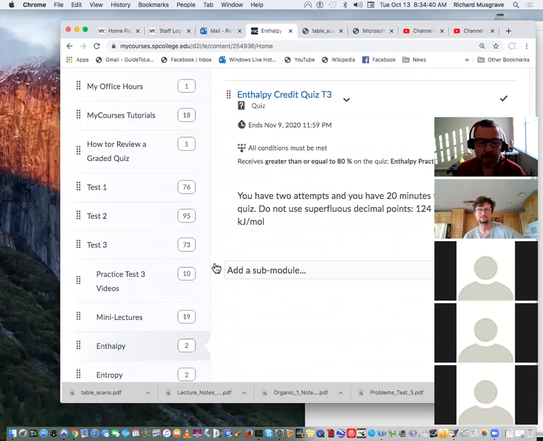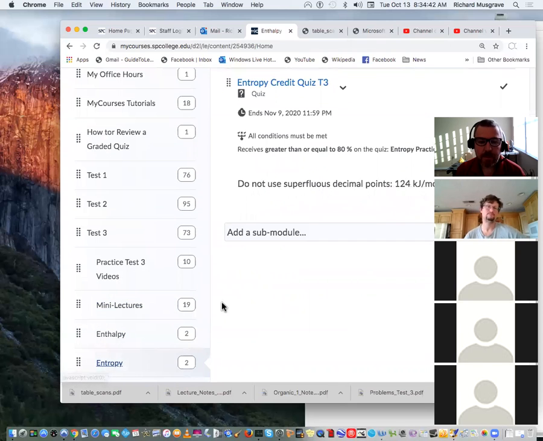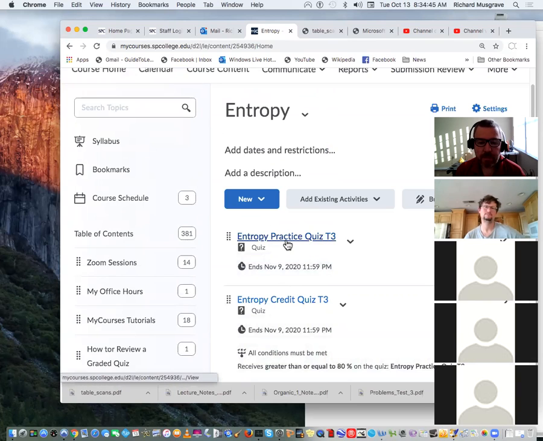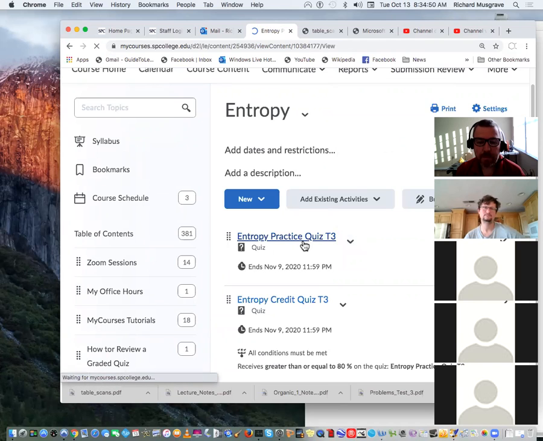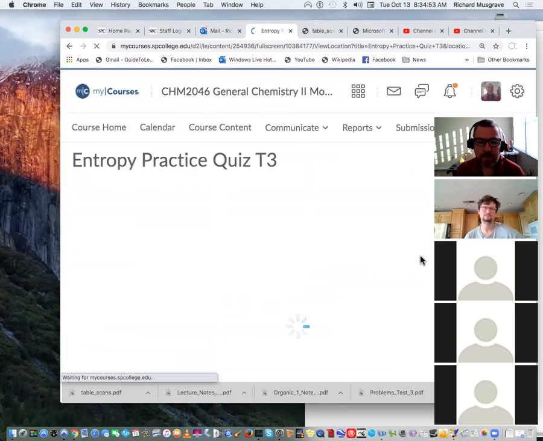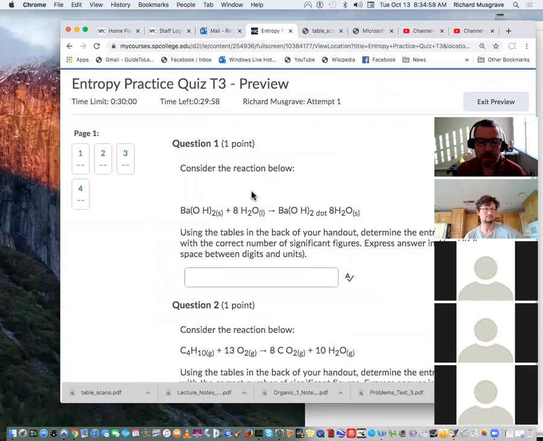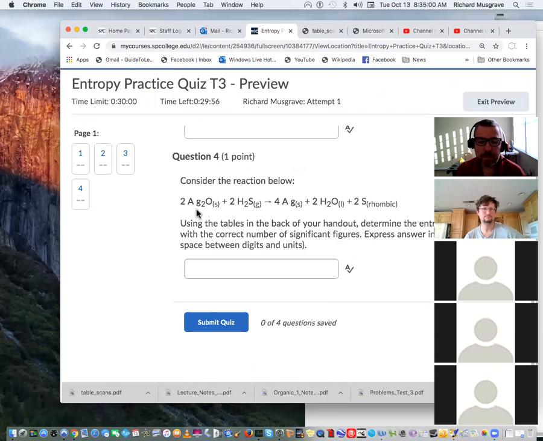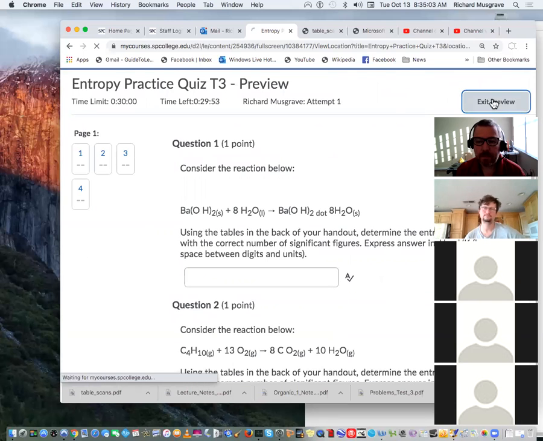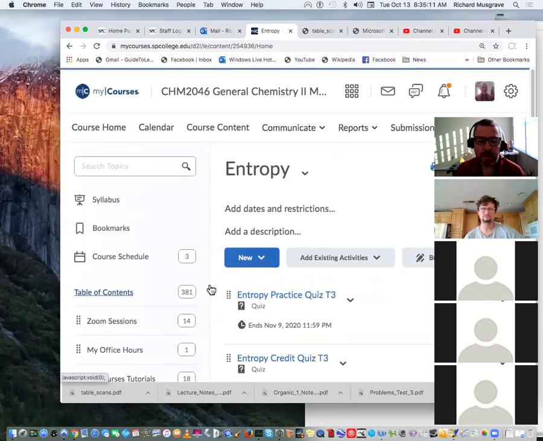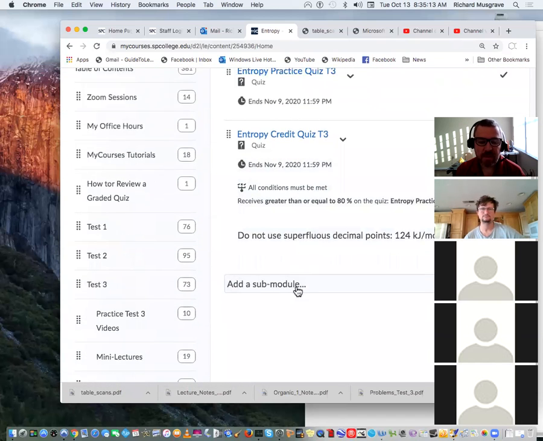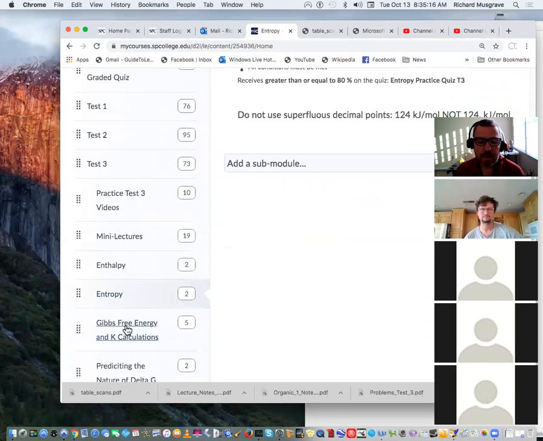I have a similar quiz for entropy as well, conveniently. And you see it's the same situation. All right, so that's good practice. All of that's extra credit. I'll show you in a minute what it looks like on the test as well. It looks a little different, but it's the same kind of thing.